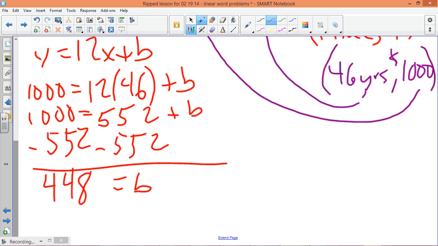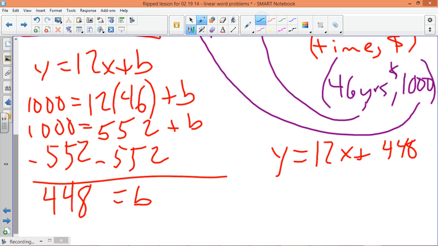I wind up with b equals 448. Okay, so I now need to take my x and my y and leave them as x and y. So my equation is y equals 12x, but b is going to be replaced by my number 448. This is my equation that explains how much my coin is worth at any time.